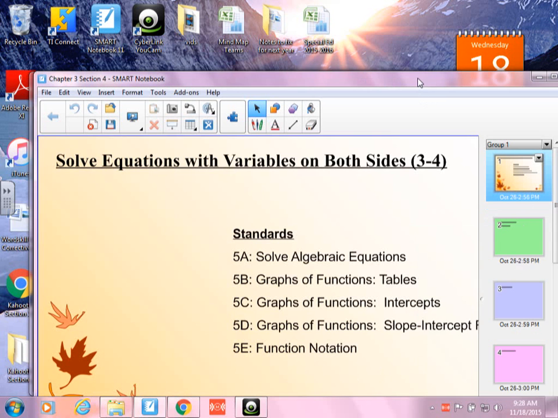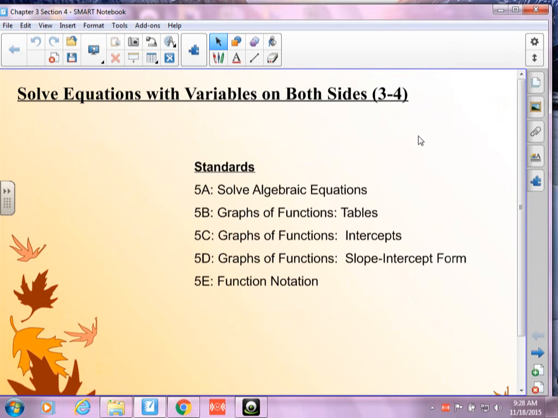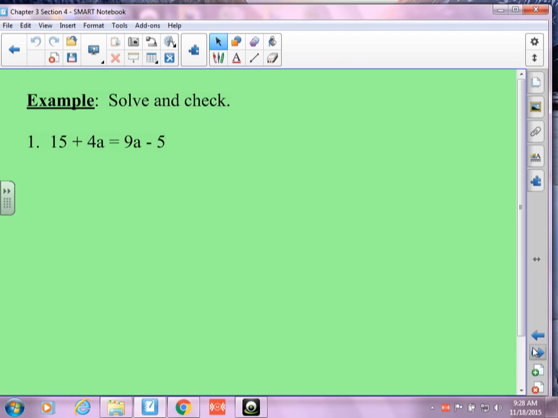Today what we're going to do is go a little bit further with solving algebraic equations. We're solving them with variables on both sides. It's chapter 3, section 4 in your textbook. However, it is chapter 5 with our standards. So we're on our fifth test and we're still moving forward.